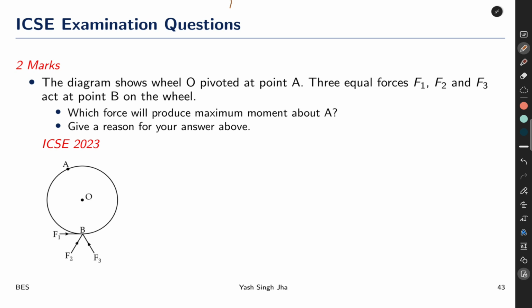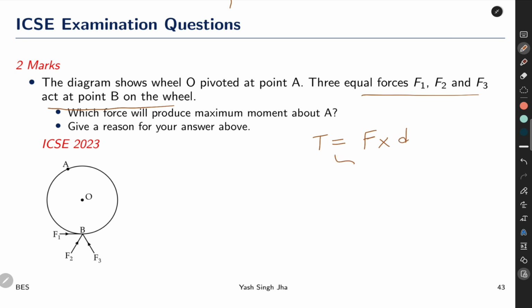Diagram shows a wheel O pivoted at point A. Three equal forces F1, F2, F3 act at point B on the wheel. Which force will produce maximum moment about point A? Very simple. Torque is what? Torque is force times the distance.